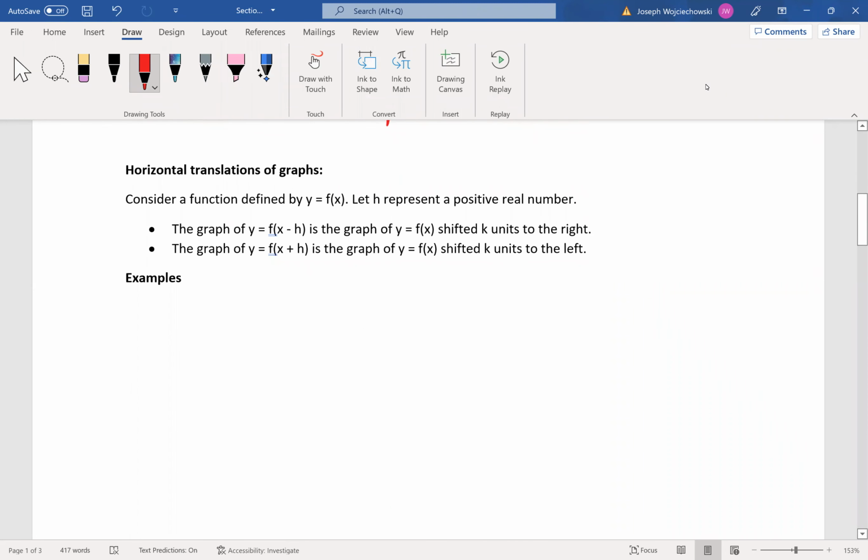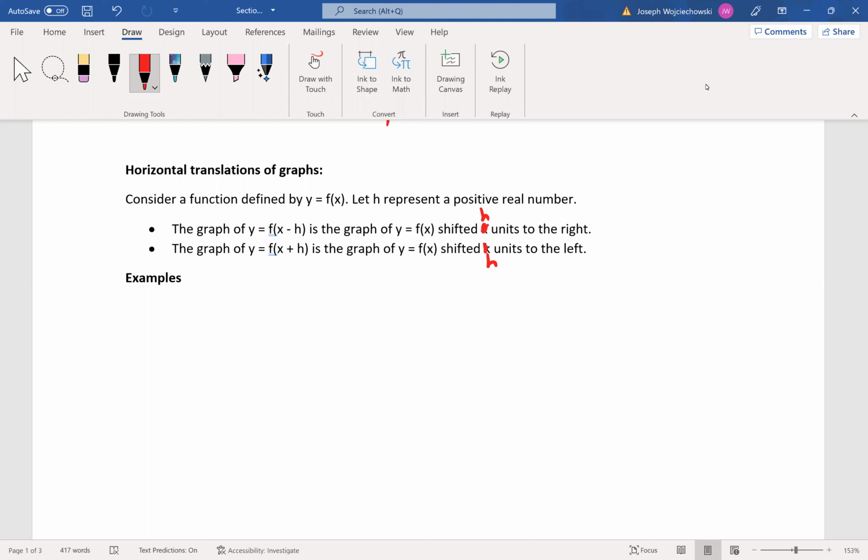Next, we have horizontal translations of graphs. Again, we'll consider a function defined by y equals f of x. We'll let h represent a positive real number. Here's a typo: this should be h and h. The graph of y equals f of x minus h is the graph of y equals f of x shifted h units to the right.